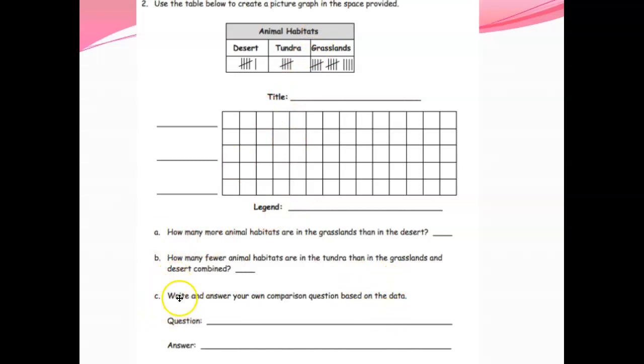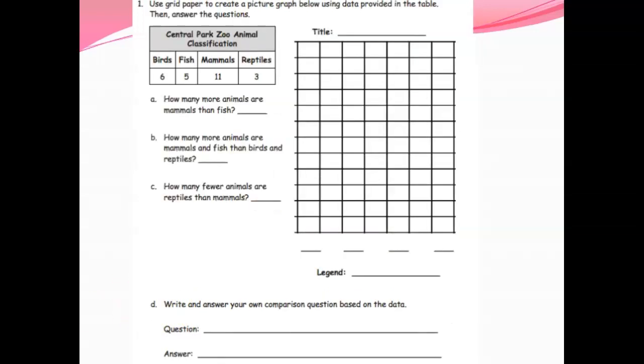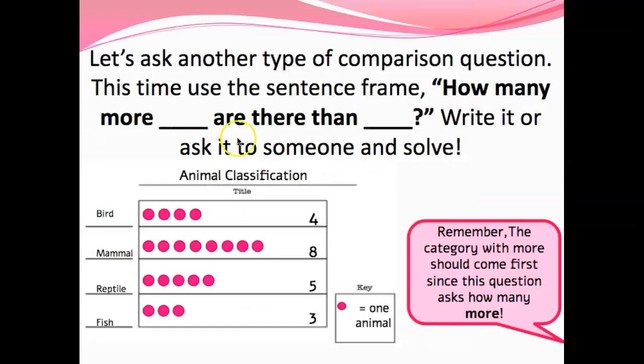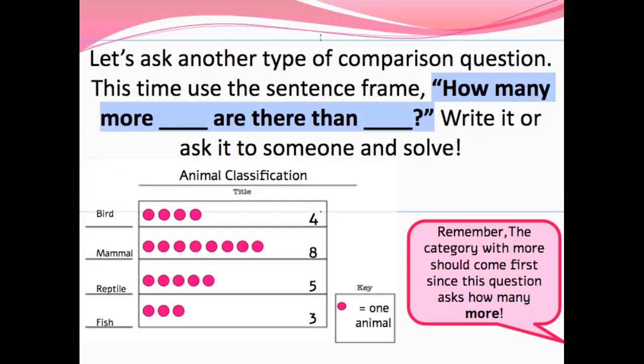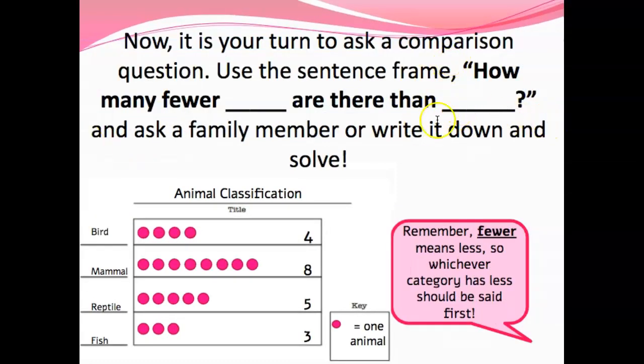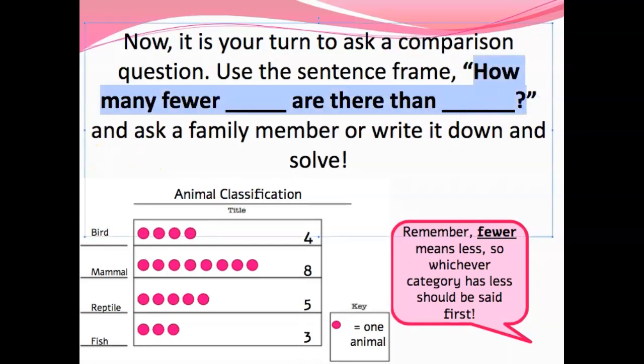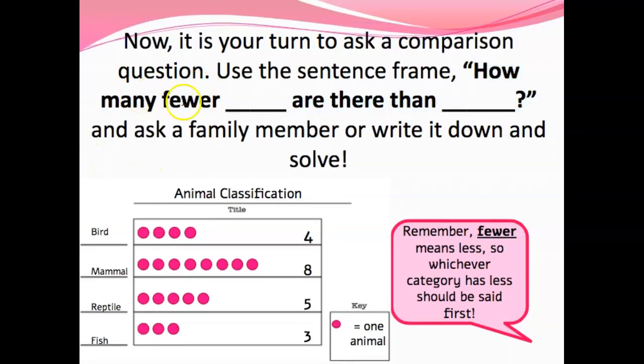When you're writing your own question for the problem sets for C and for D, go back into the video to those questions that have these frames, how many more are there or how many fewer are there. Those will help you to write your own comparison questions because yours should have the same sentence frame and you're just filling in the different categories.